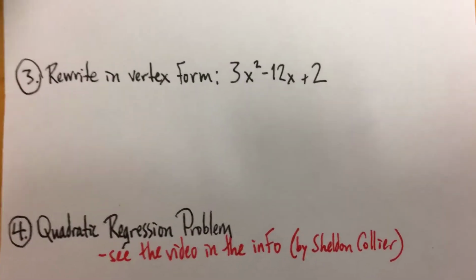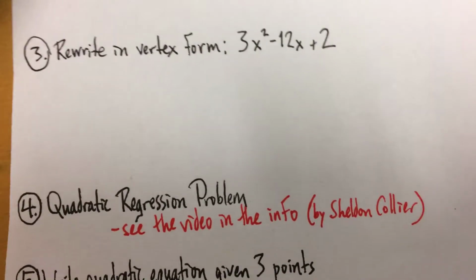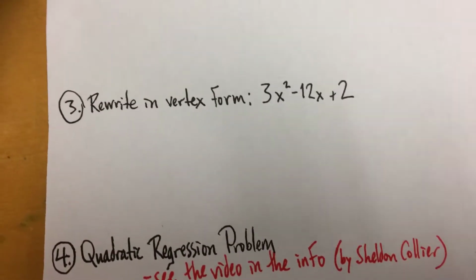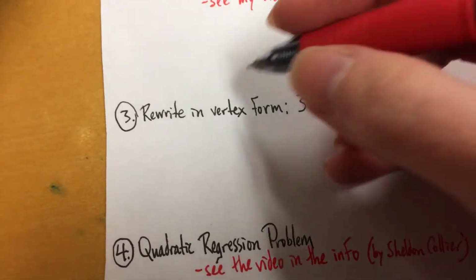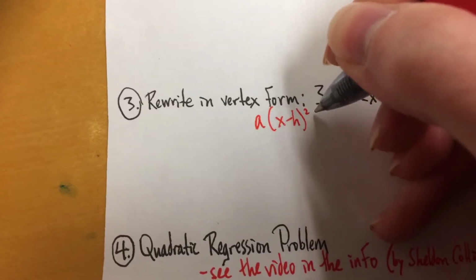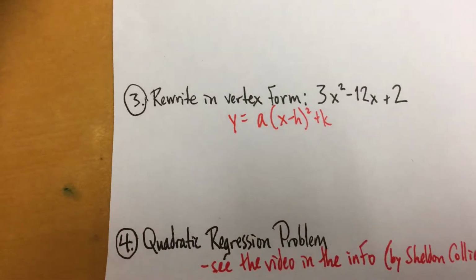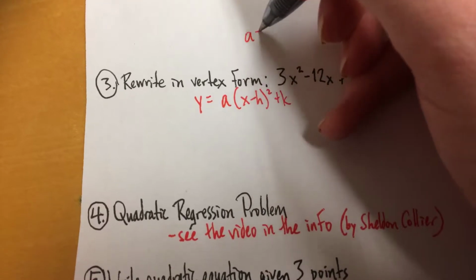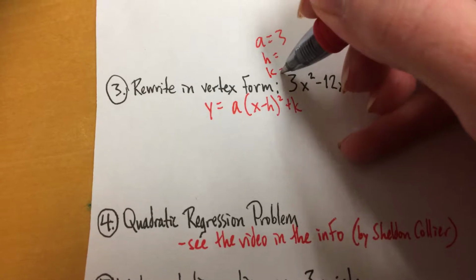Number 3 is rewriting in vertex form, which I'm going to actually do for you now because I don't have anything else on it. So let's see, if we're going to rewrite this in vertex form, we got our A, B, and C given here, and we need to write vertex form is a(x minus h) squared plus k, and that would be equal to y. And you need to find your a, h, and k. A is just the same as the a in the original equation, so a is still going to be 3. But we need h and k.